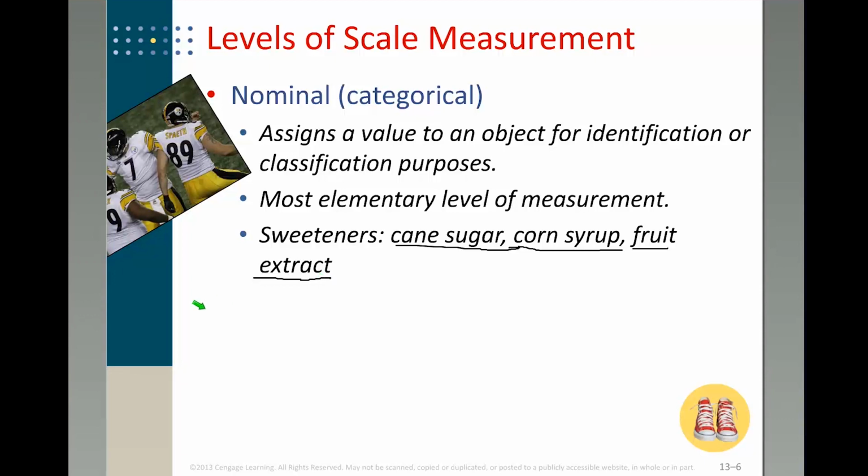The next level is called ordinal. The difference between ordinal and nominal is, as you can tell from the words, for ordinal level, you can rank order the categories. Okay, so for ordinal level, it allows things to be ranked based on certain property.